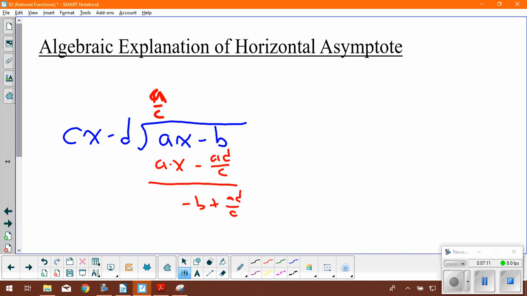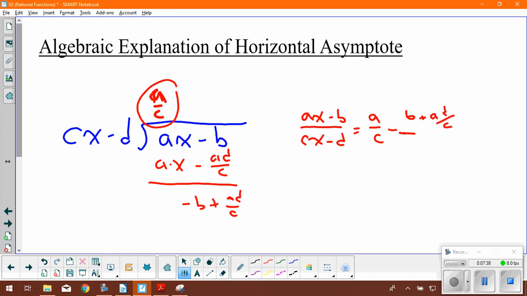Okay. So if I write out my division statement, you may recall one of the division statements would be just to write the original. So ax minus b over cx minus d would be equal to this part. So a over c. We have a negative here. So minus, this is going to look really messy for a second, b plus ad over c, and that's all over the other part, cx minus d. Okay, so that might not look like we've helped much, although I did separate the a over c from the rest of it.